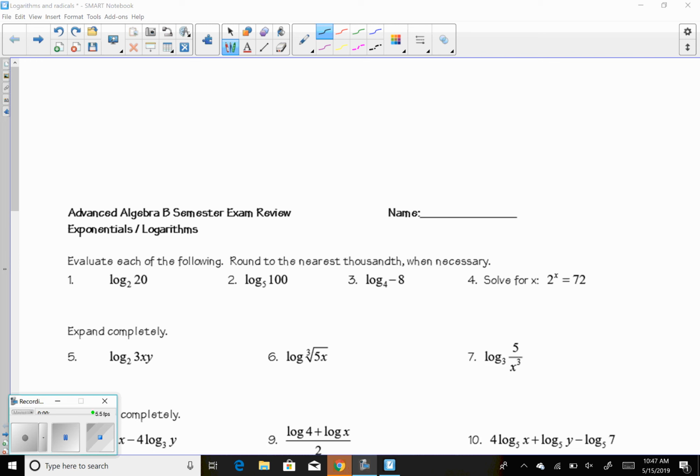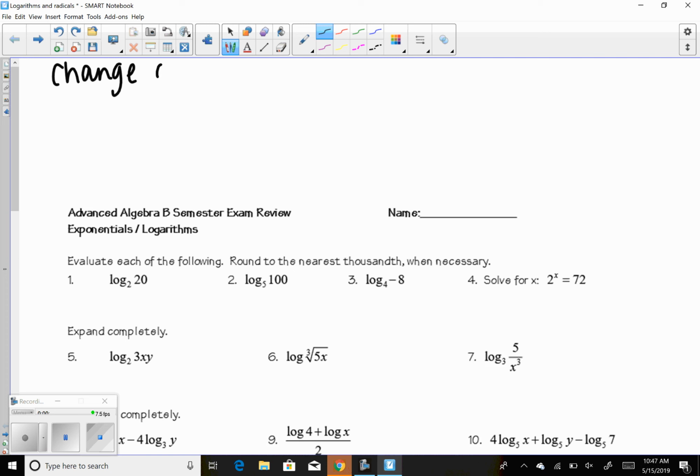Hey guys, in this video I'm going to go over logarithms with you. I did the other video on graphing logs and exponentials, so we'll mainly just focus on the first few problems here. Before we do that, I want to remind you about some of the rules and formulas.